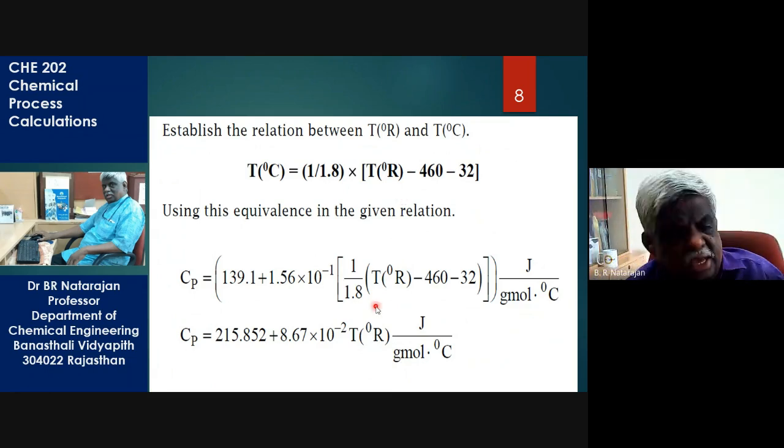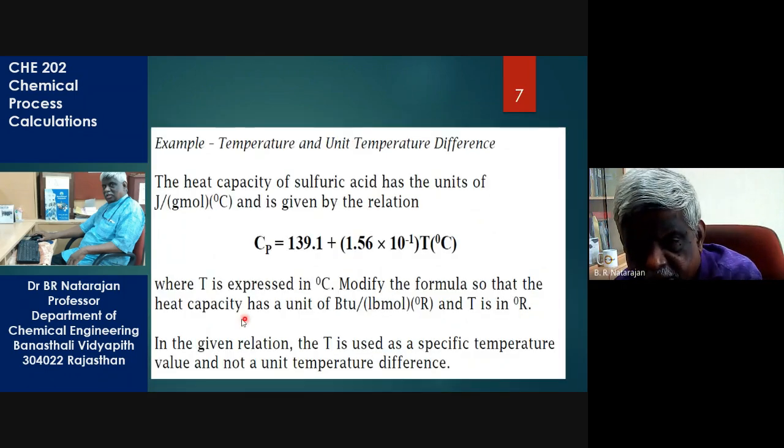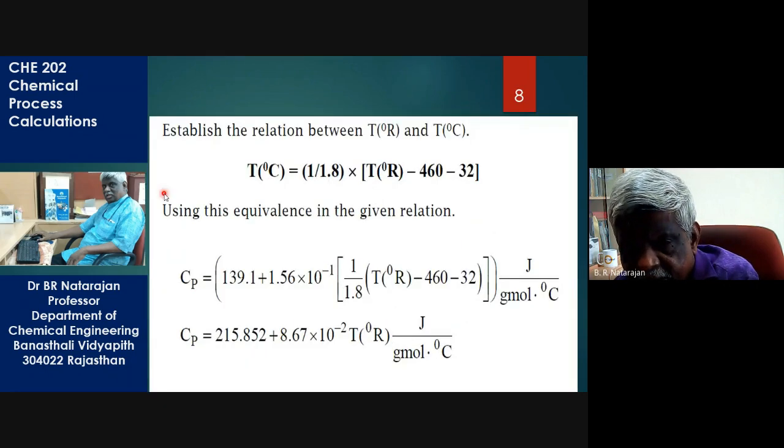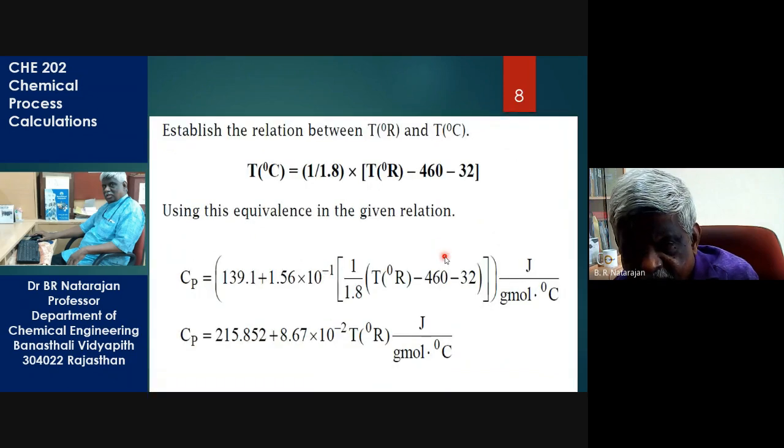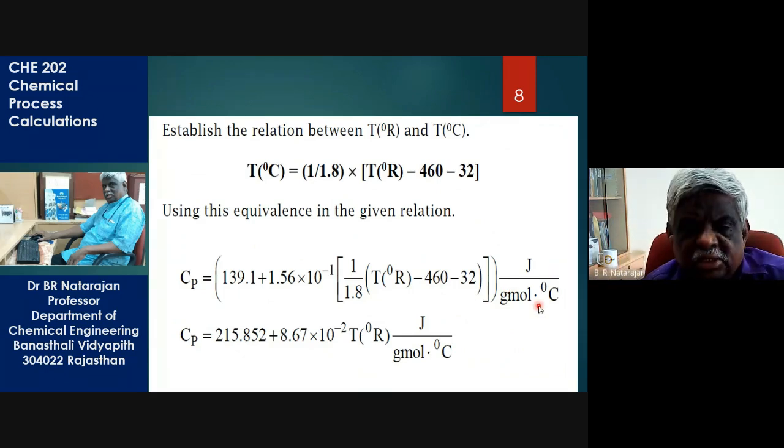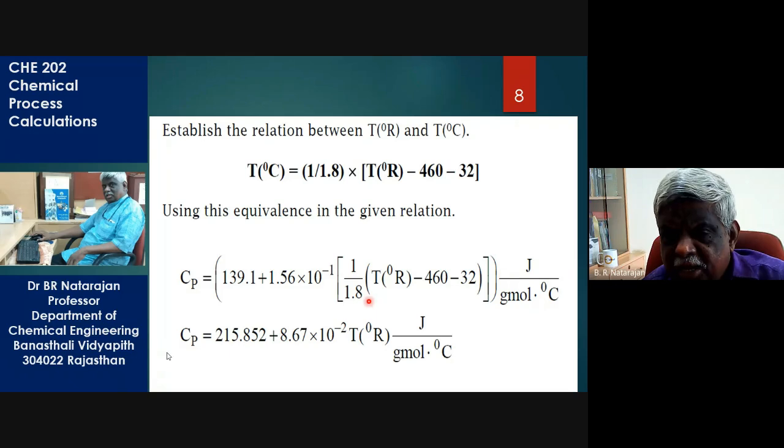Now we plug this relation between centigrade and Rankine into this expression, 139.1 plus 1.56 into 10 to the power minus 1. So instead of T degree C, we replace it by this. The remaining things are there. Now this will be in joules per gram mole degree centigrade. If you expand and simplify, you get it as 215.852 plus 8.67 into 10 to the power minus 2 T degree R.